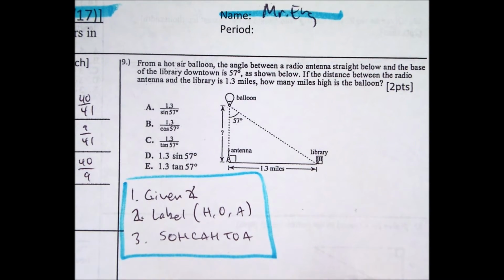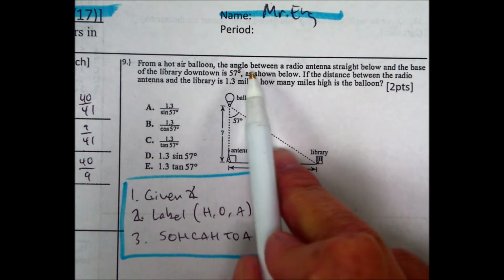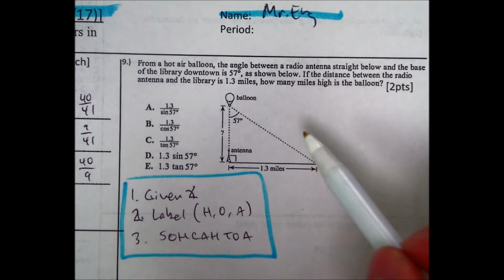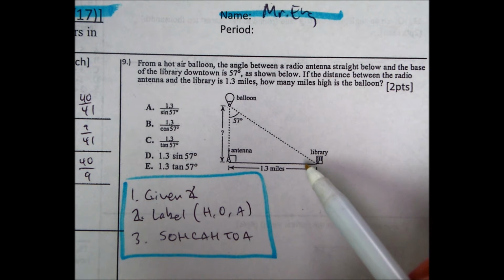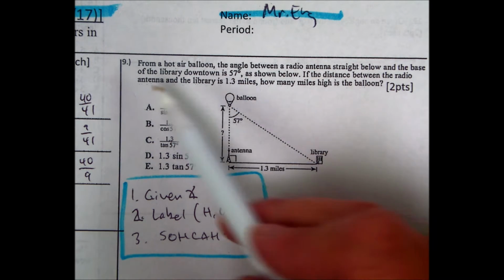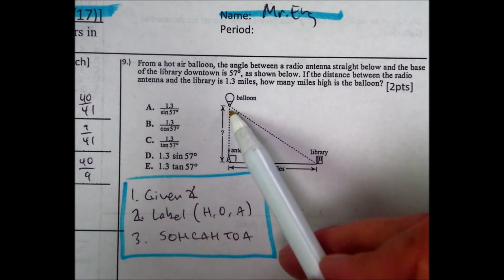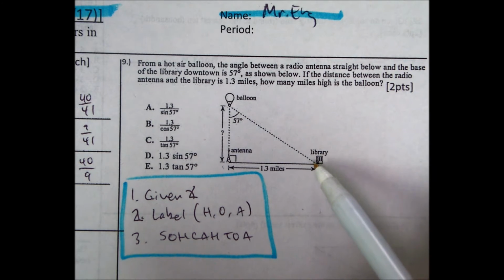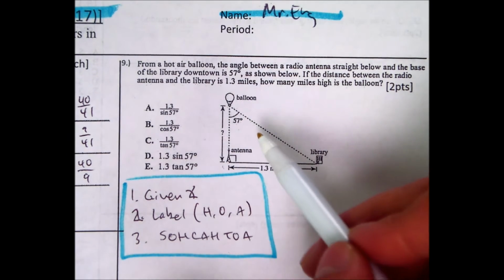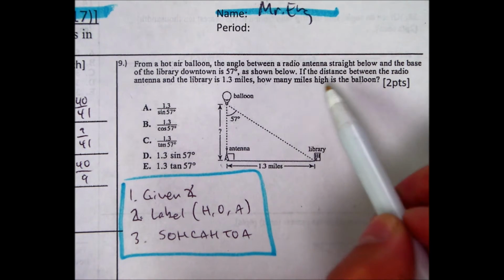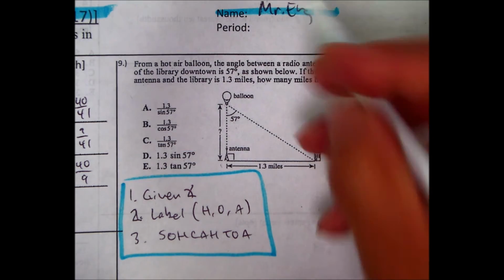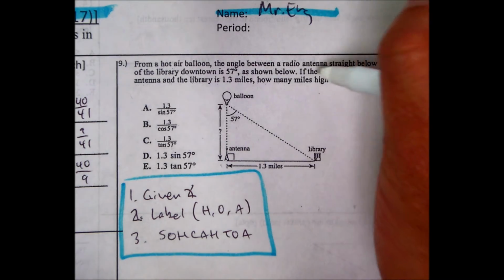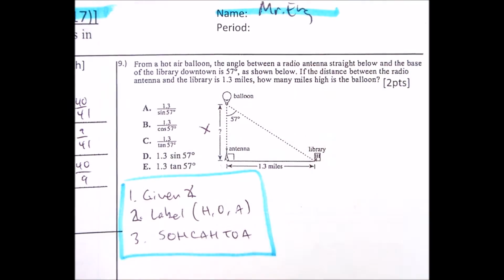Question number 9, word problem but multiple choice. From a hot air balloon, the angle between the radio antenna below and the base of the library, from the hot air balloon, so up here, and then looking at the antenna and then looking at the library downtown is 57 degrees. As shown below, if the distance between the radio antenna and the library is 1.3 miles, how many miles high is the balloon? So that would be here. The question mark is X.